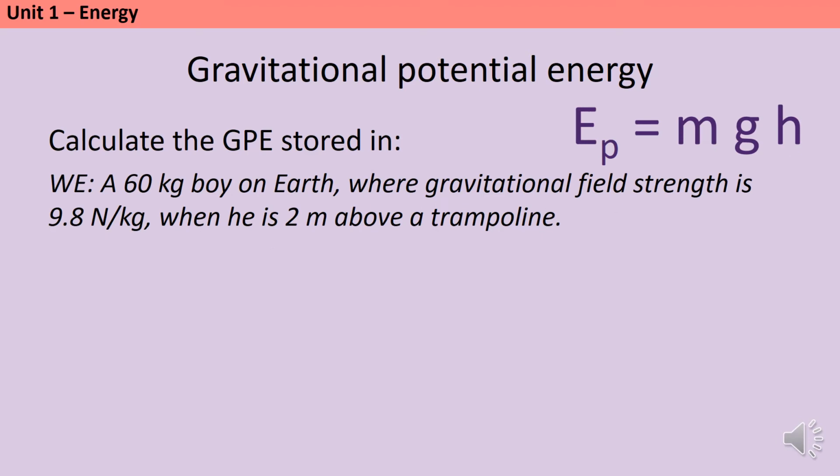Let's briefly look at some examples where we can calculate the total amount of gravitational potential energy stored in an object. So in this worked example, we have a 60 kilogram boy on Earth where gravity is 9.8, jumping to a height of 2 metres above a trampoline. So we want to know how much gravitational potential energy is stored in him at the top of that bounce. As you can see from the equation, we're doing mass multiplied by gravitational field strength multiplied by height. So that's going to be 60 times 9.8 times 2, which gives me a final answer of 1,176 joules, or you could just write that capital J for short.